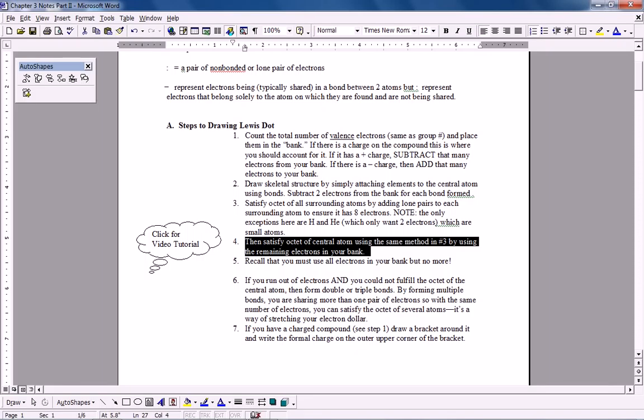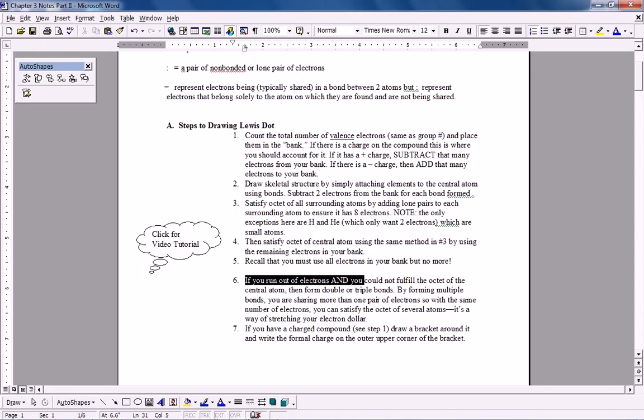So step 5, very important not to forget that you're using up those electrons. Sometimes it works out perfectly, and at the end of step 4 we have no electrons left over and all is good, and sometimes we run out of electrons before we can complete step number 4. That means we can't satisfy the octet of the central atom, and in that case we have to apply step number 6, and that is, again, only if you run out of electrons and you cannot fulfill the octet of your central atom. In that case, we have to form multiple bonds. That means a double or triple bond.